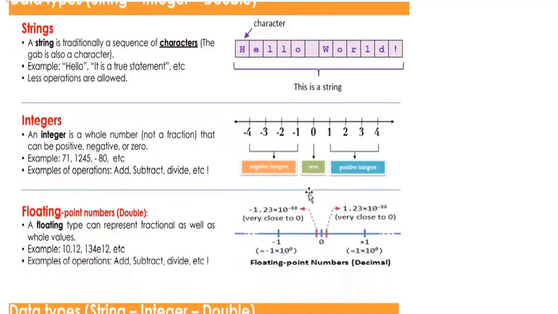Floating numbers represent fractional values as well as whole values. Fractional means it includes a decimal point. Examples of operations: add, subtract, divide, and so on.